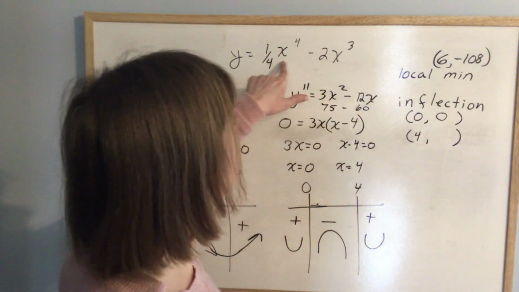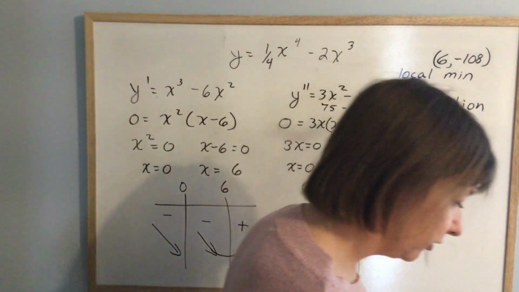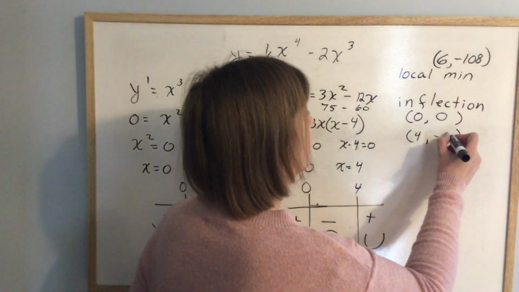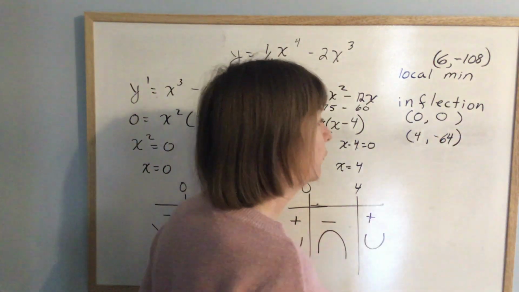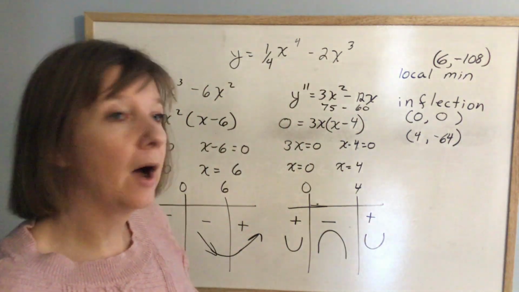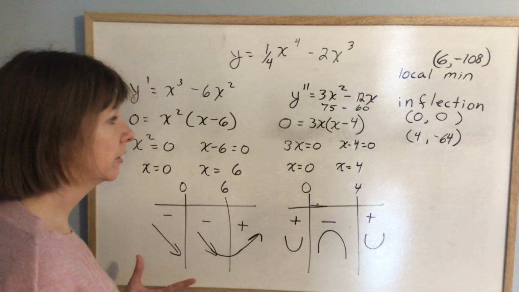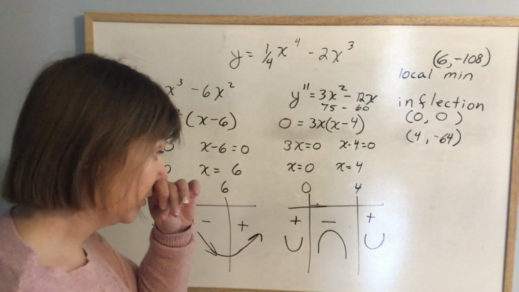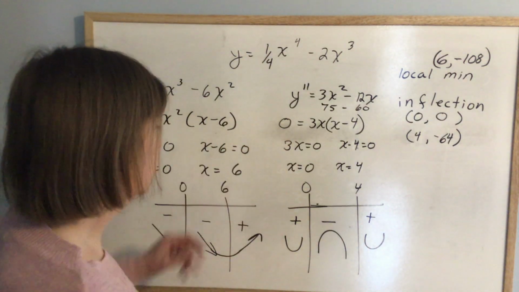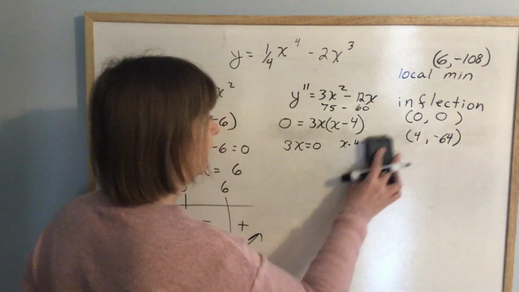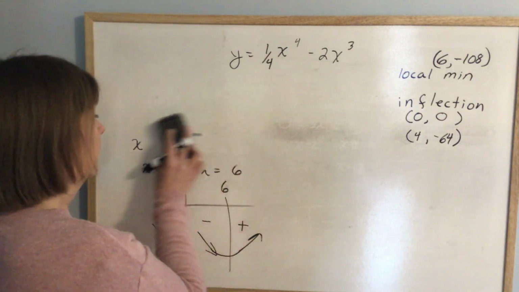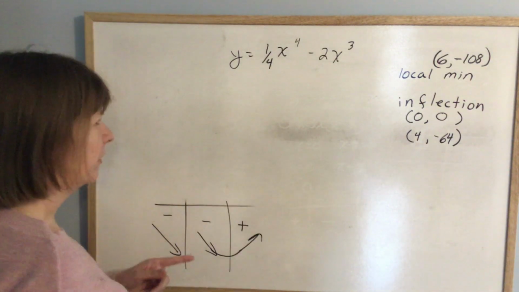So I put 4 back into here, and it turns out you get negative 64. So I now have a picture of what this graph should look like. I'm going to erase this because I need the space. I'm going to keep this though.